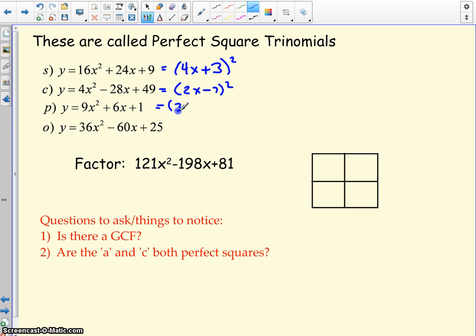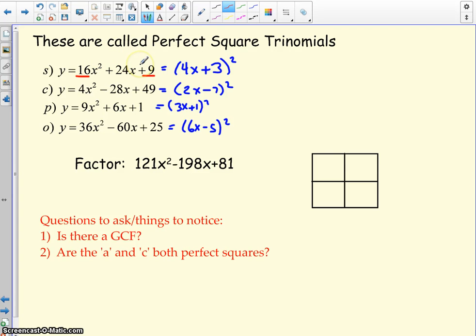And maybe after a while you start to see the pattern here. You get 3x plus 1 all squared. And here you get 6x minus 5 all squared. Okay, so what kind of pattern are you looking for here? Well, if you're going to have a perfect square trinomial, you're going to have both your a value and your c value being perfect squares. So that's your first clue that you might have a perfect square trinomial. It doesn't guarantee that it's going to be a perfect square, but it's the first thing to look for.